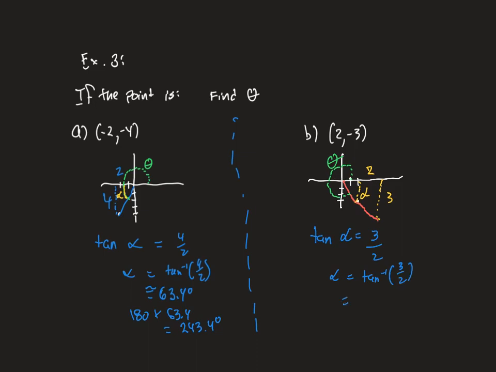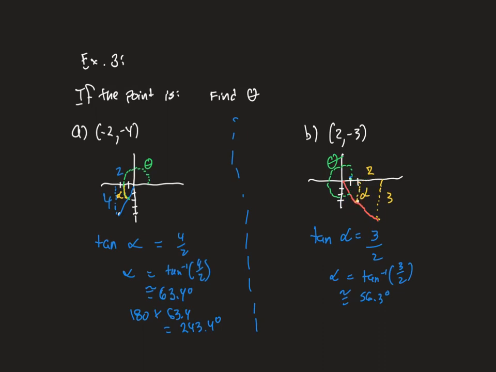Which should give me approximately 56.3. Okay, so if that's approximately 56.3, now in this case here, this is another kind of situation. In this situation here, would I add it to 270? Would I subtract it from 360? You're going to find that in this case, you would subtract it from 360 because the angle is happening below.